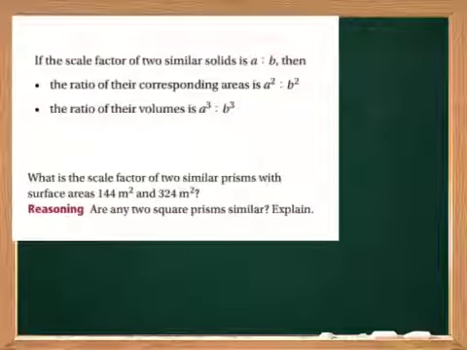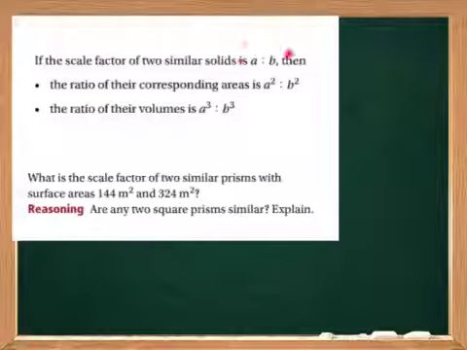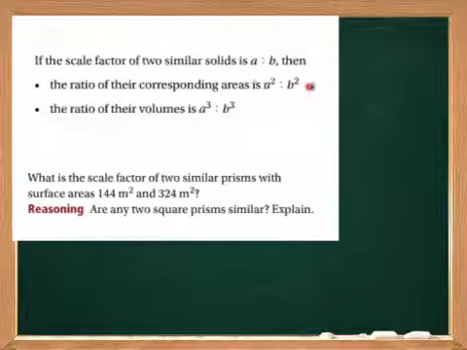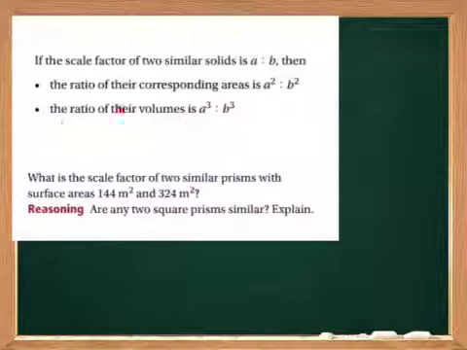If the scale factor of two similar solids is A to B, then the ratio of their corresponding areas is A squared to B squared. We saw this when we did similar figures. Now it applies for similar solids as well. And the ratio of their volumes is A cubed to B cubed.